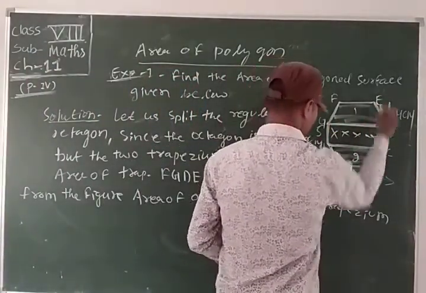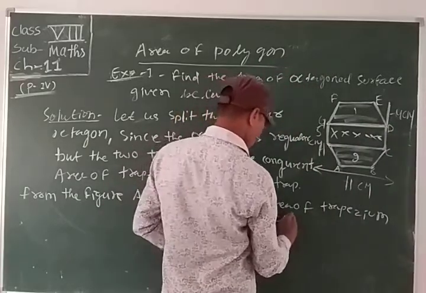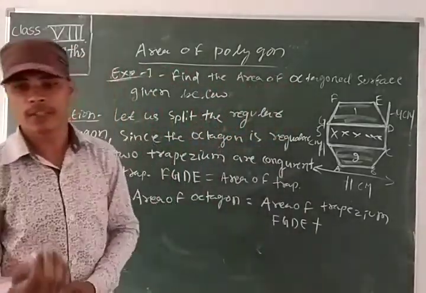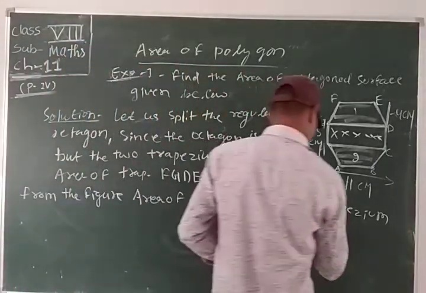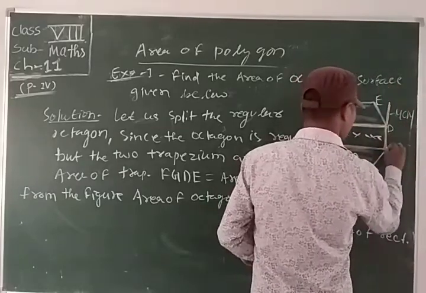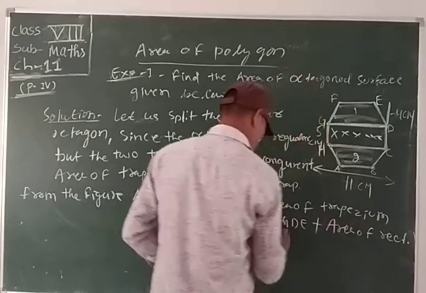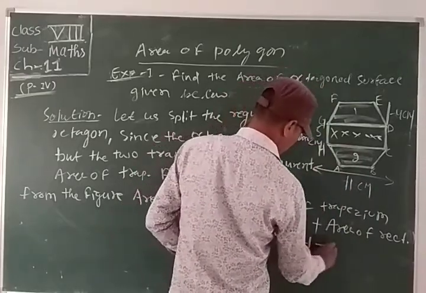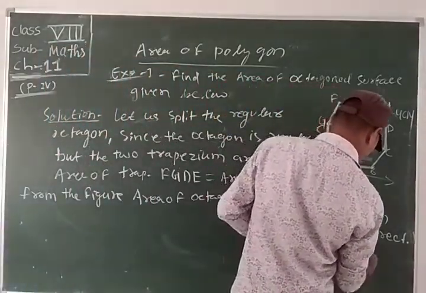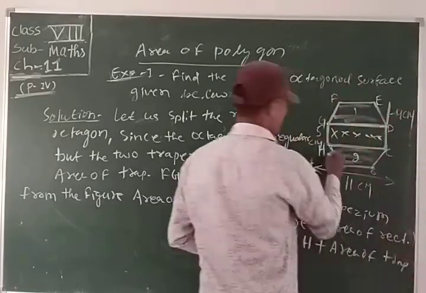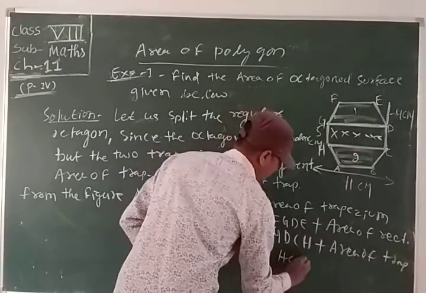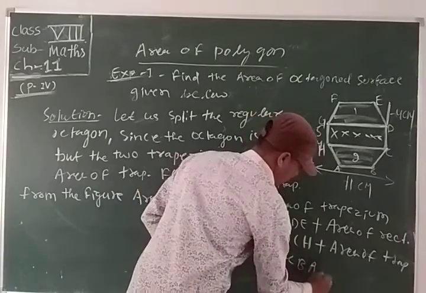plus area of rectangle GBCH, plus area of another trapezium. Which trapezium? HCBA.